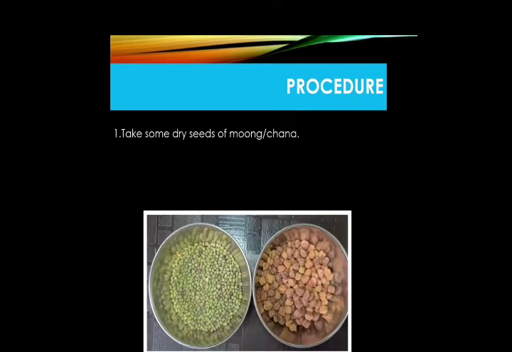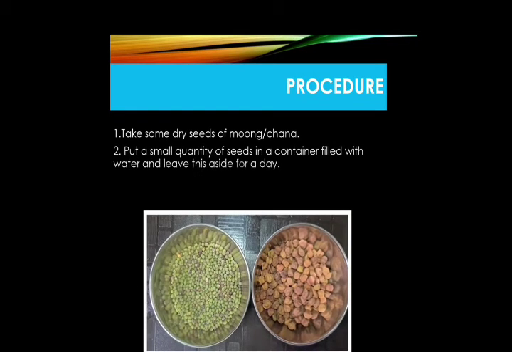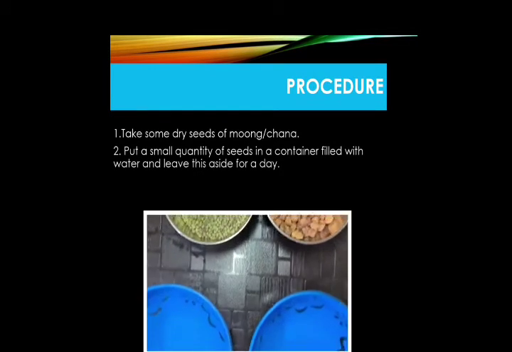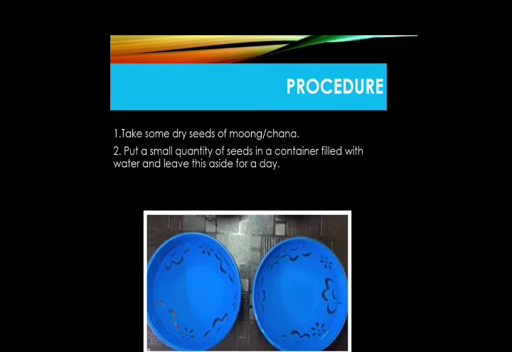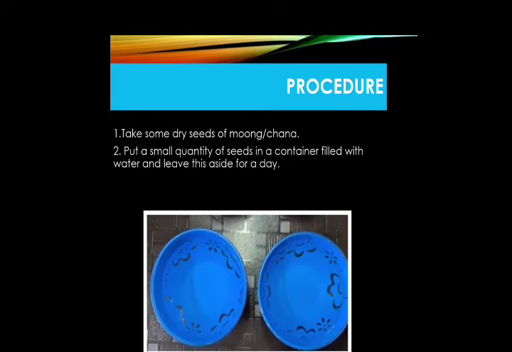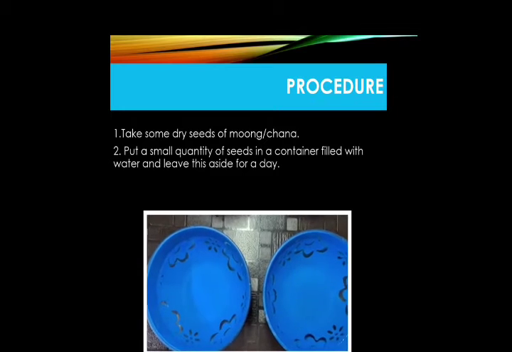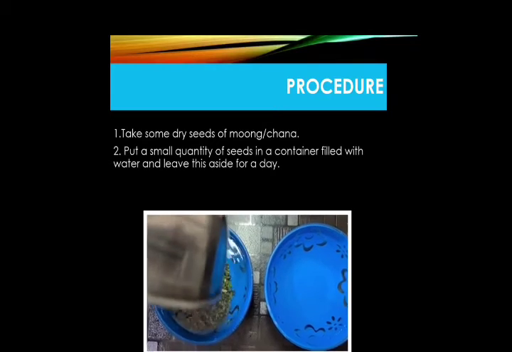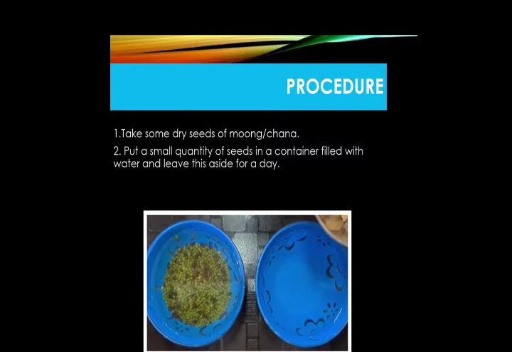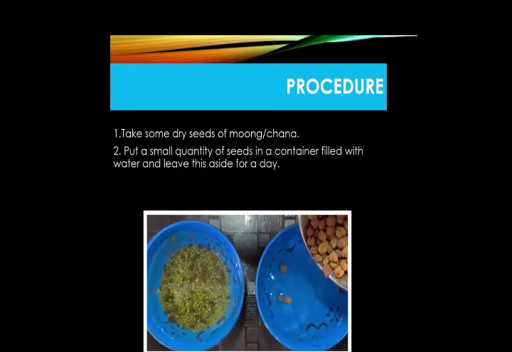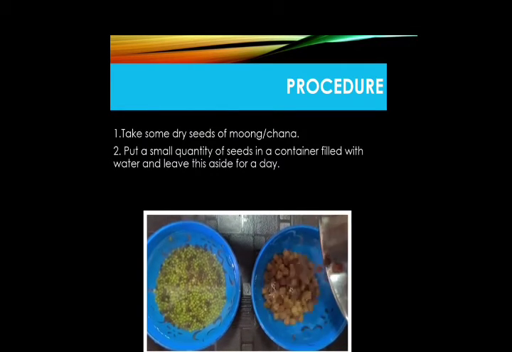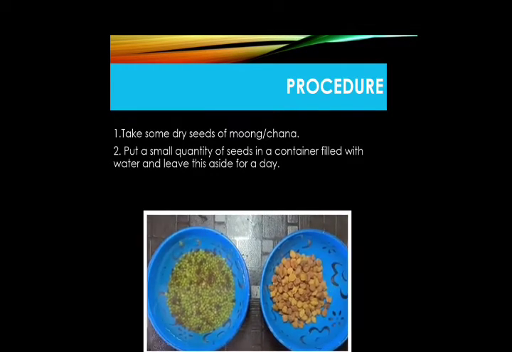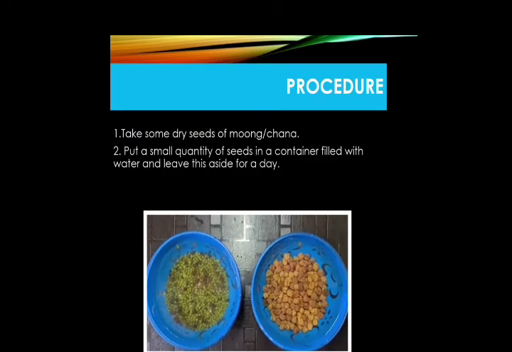Now let's do the activity. The procedure means how to do this activity. First step: take some dry seeds of moong and chana like this. Second step: put a small quantity of seeds in a container filled with water and leave it aside for a day. The container should be filled with water, and you add the seeds into it like this. This is the second step.